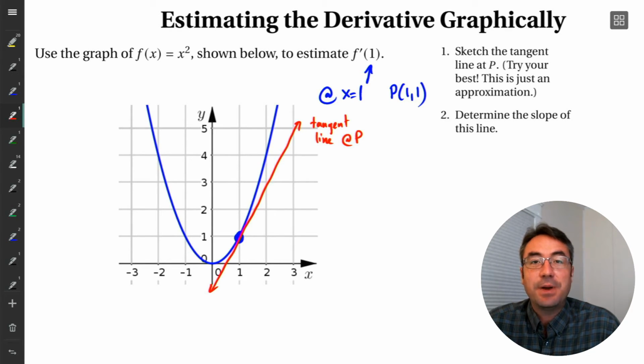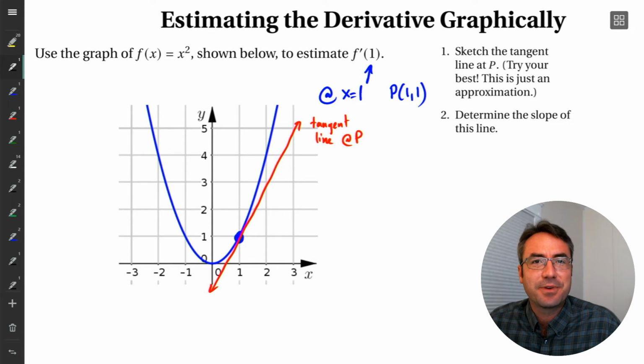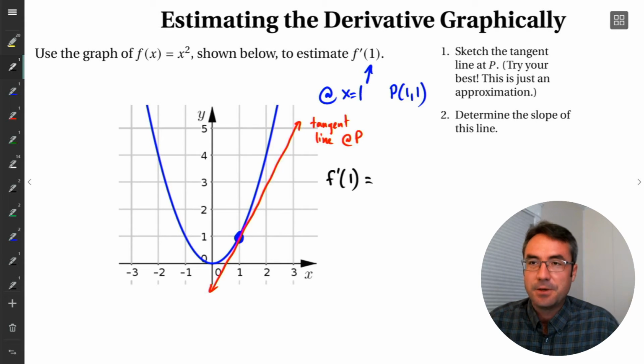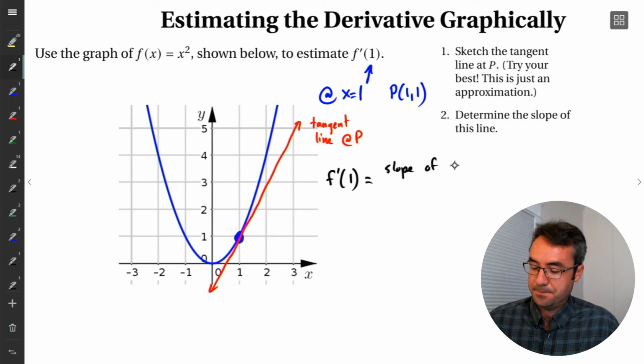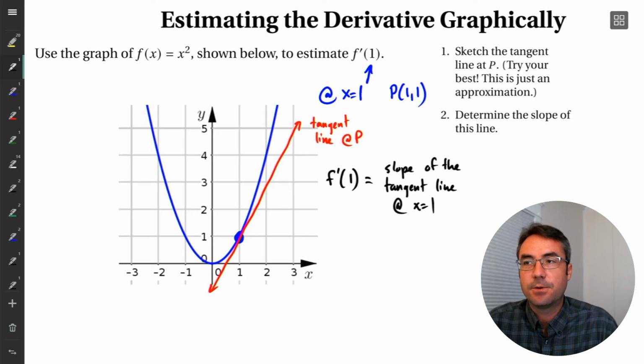All right, so now we have our tangent line. Now we actually want to estimate the slope of the tangent line at this point. And so why do we do that? Why are we trying to estimate the slope of our tangent line? Well, we know that for functions like this, we can think of the derivative f prime, in this case f prime of 1, as being the slope of our tangent line at x equals 1 at point P. So f prime of 1, we're really thinking of it as the slope of our tangent line at x equals 1. That's one interpretation.